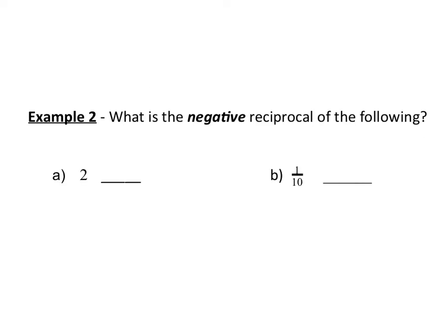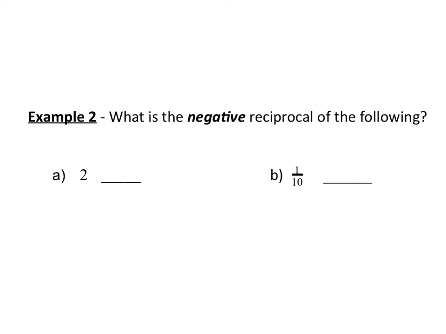Example number 2 asks us to identify what is the negative reciprocal of each of the following numbers. So let's start with our first value here. We have a value or number of 2. If I was going to figure out the negative reciprocal of this number, the first thing I need to do with this 2 is flip it around.